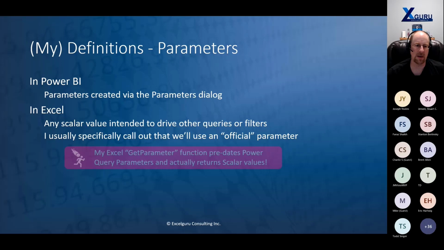There's a couple of reasons for this. The biggest one is that I built my get parameter function before Power Query parameters actually existed. So I'm that old. But my FN get parameter function, if you're familiar with that, it was in M is for Data Monkey. It existed on my blog before that. It's still covered in the new book here. That get parameter function returns scalar values. It doesn't actually truly return a parameter. But the way that we use them in Excel is to drive other queries and get a parameter in order to make things happen. So that's the first reason why in Excel I actually use this term to describe something different.